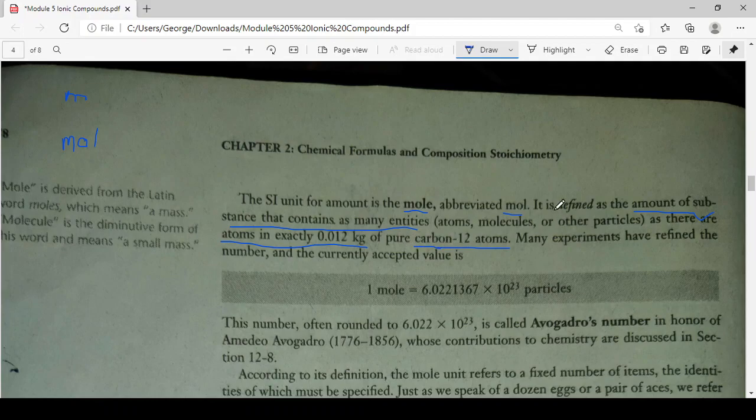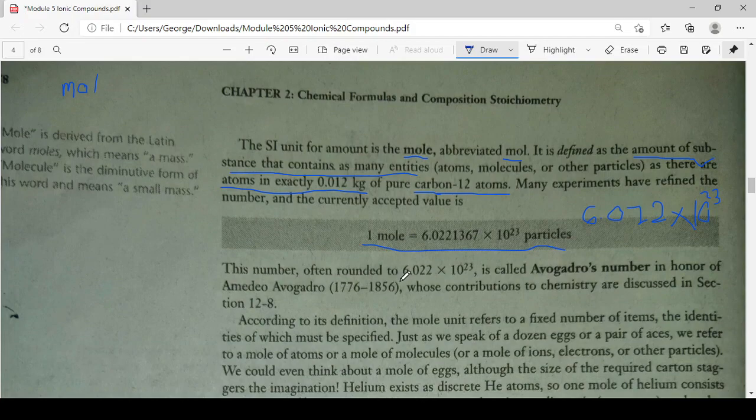Many experiments have refined the number, and the currently accepted value, or ang constant value sang 1 mole naton, is 6.0221367 times 10 raised to the power of 23 particles. So, muna siya, kids, ang constant. And we shorten this. Ang 1 mole natin is therefore equivalent to 6.022 times 10 raised to 23. Alam mo na siya, usually, kids, ang ginagamit natin for our chemistry. So this number is often rounded off to 6.022 times 10 raised to the power of 23.